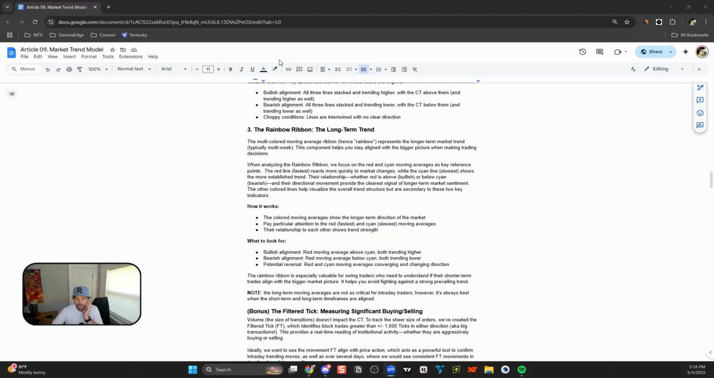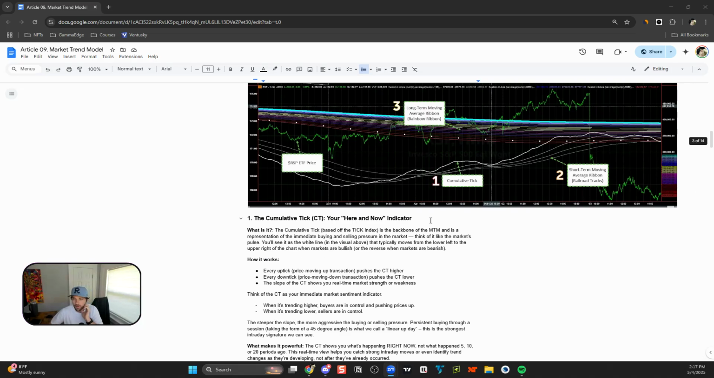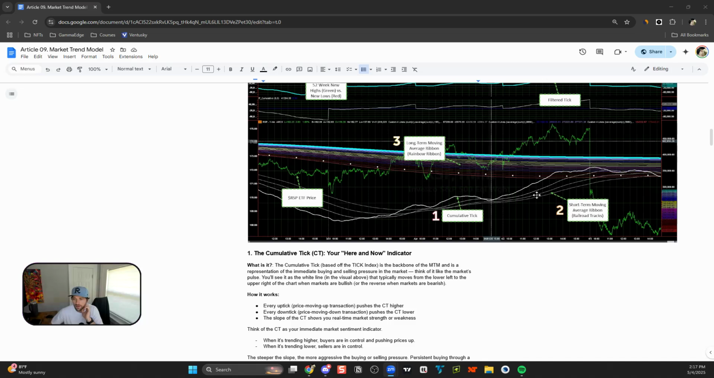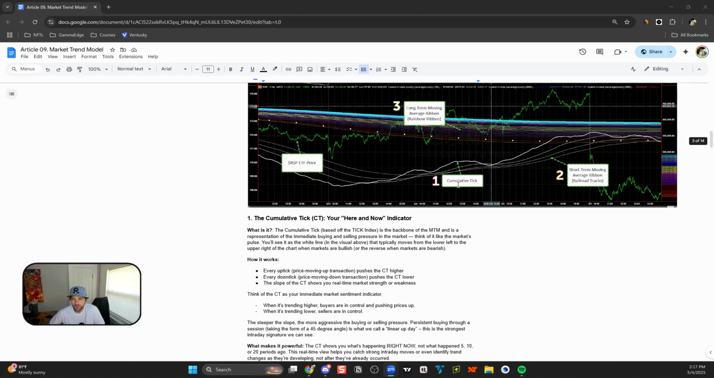You should be able to see from an intraday perspective, if the cumulative tick and the railroad tracks are trending higher, that is strong confirmation on an intraday basis like this. But also from a swing trading point of view, we can see a sustained 1 to 3 day move higher there as well. Lastly, we have our rainbow ribbon, which is our longer-term moving average ribbon. It looks like that right there.